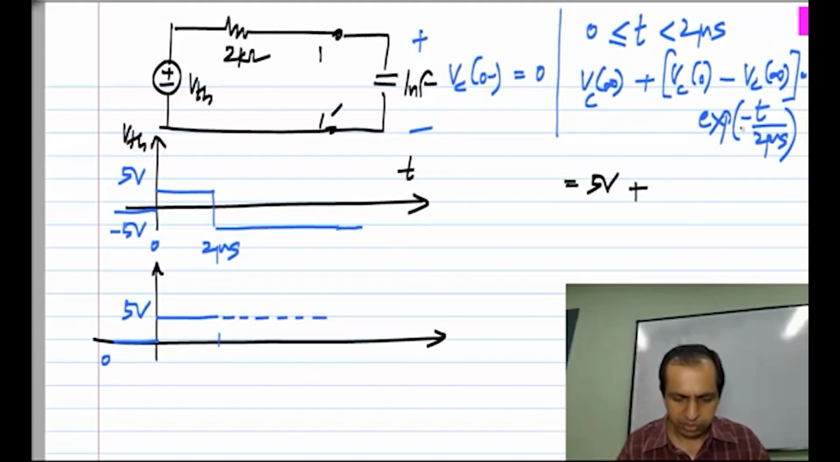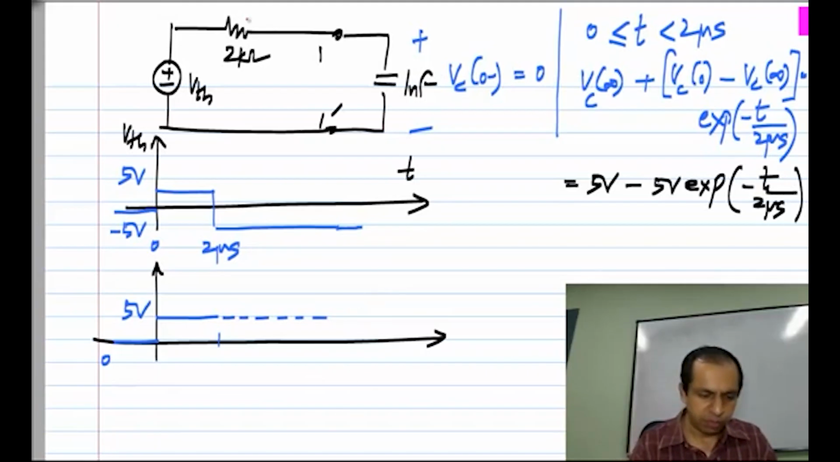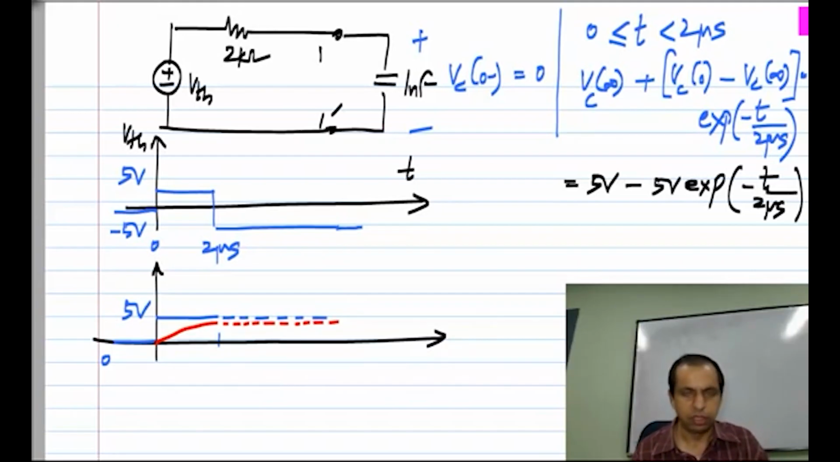Okay, plus Vc of 0 is 0 and we have minus 5. So essentially I have 5 volts minus 5 volts exponential minus t by 2 microseconds. And if I sketch that part, it will do something like that, and it would eventually have reached 5 volts. Okay, but at t equals 2 microsecond we have the other step. Okay, so we can treat that as a separate step, and that step is going towards minus 5 volt.